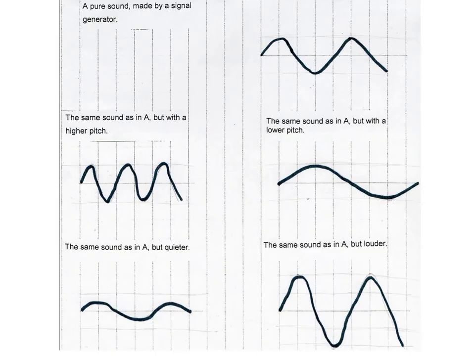So if we compare waves now, you start off with the original wave. This is a pure wave made by a signal generator. But then you want the same sound as in A, but with a higher pitch. So pitch is frequency, so you need more waves per second. The same sound as in A, but a lower pitch, so fewer waves per second, less frequency. The same sound as in A, but quieter, so the waves aren't as tall. The same sound as in A, but louder, so the waves are taller, the amplitude is taller.